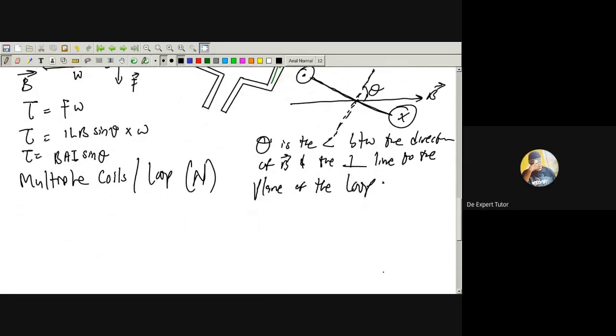Take note that there's a particular terminology we call magnetic moment. You see, there's something we call mu, and that's called magnetic moment.